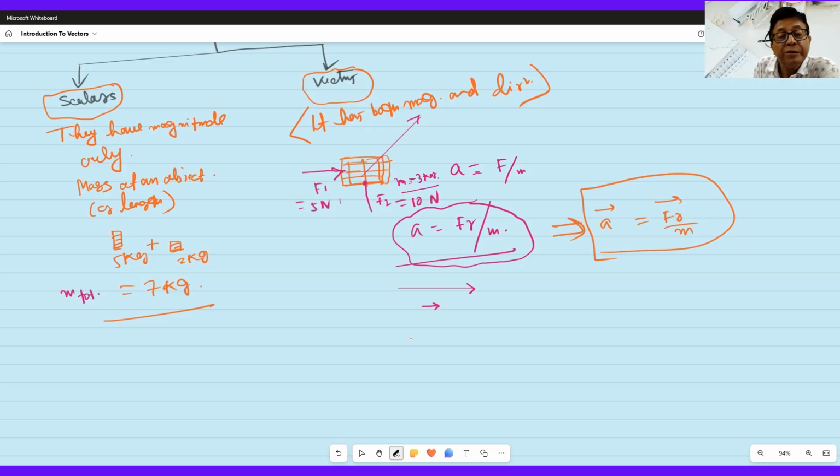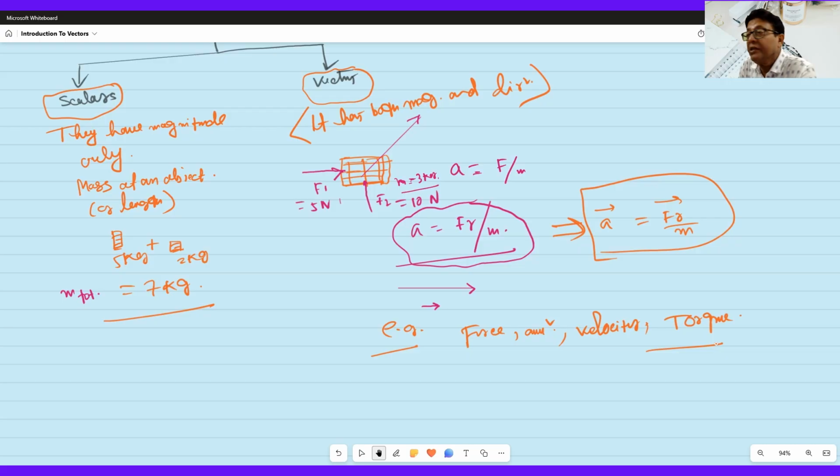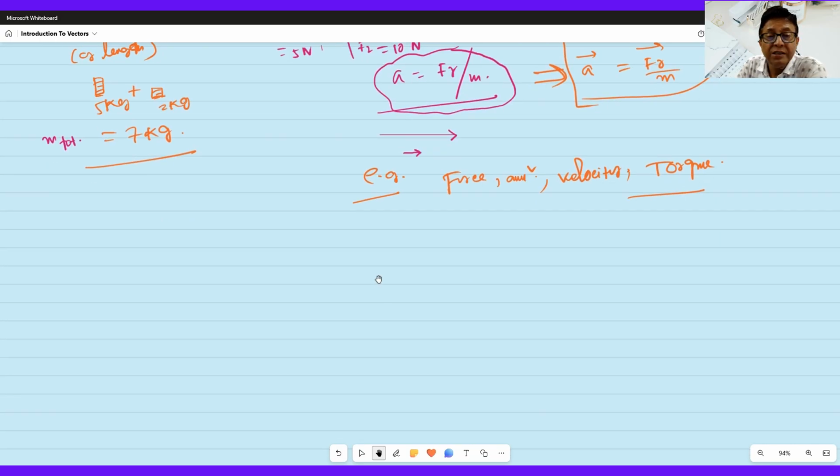So what are other vector quantities? For example, I have just given force, acceleration, velocity, these are vector quantities. Even torque also, that you will learn in class 11 only, these are vector quantities. And when you are representing a vector quantity, you will always do that with the help of this arrow.